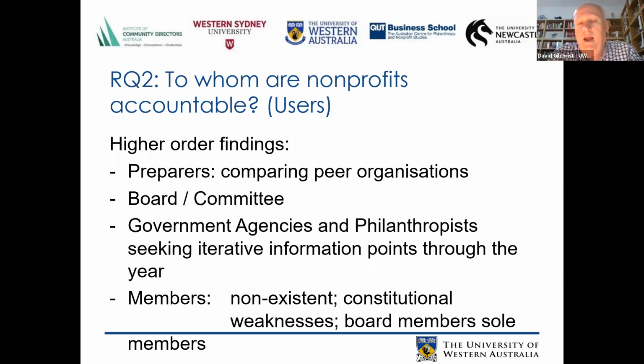where those general purpose financial reports, or those financial reports compliant with accounting standards, are not really getting to an audience that can do much with them. And so the opportunity for governance arising out of that process is relatively small.